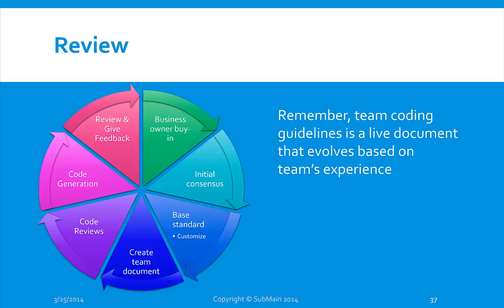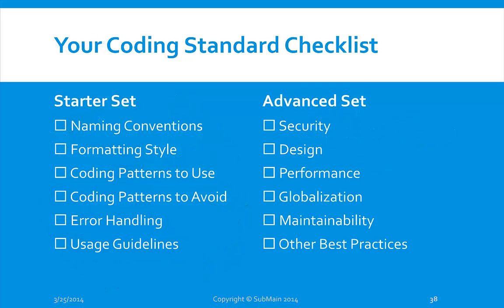In review, this is a never-ending cycle: getting the buy-in, consensus, standards, code reviews, code generation, review and feedback. This should be a normal part of your development cycle as you're developing your app, doing modifications and releasing new versions. So those are the 7 steps. We're going to go on to the next section and talk about how to make this easier. Well, sorry, not the next section yet.